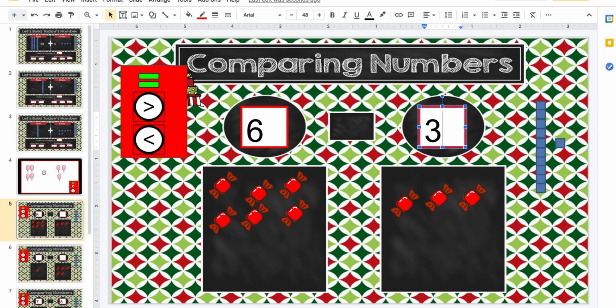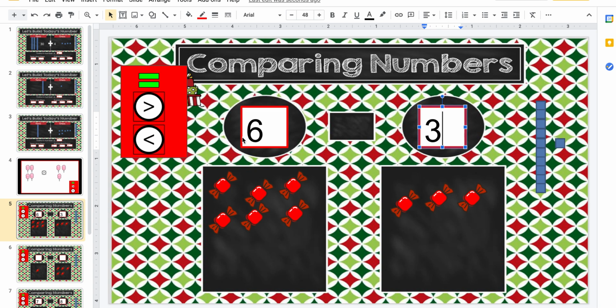Now, I'm looking at these two groups. Imagine that this is your very, very favorite candy. Which group would you want to eat? The group with 6 or the group with 3? We want to eat the group that is more, right? So, which of these would we want?